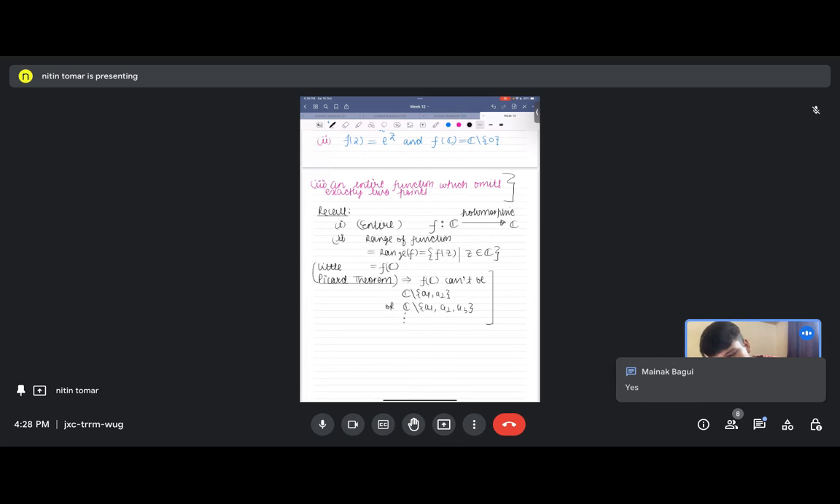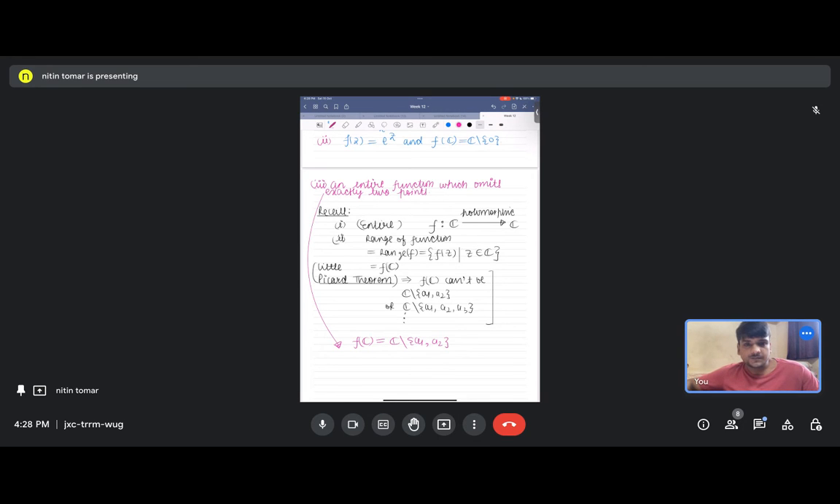Now you answer this question. Yes, Manak? Do you have doubt? Hello Manak, we can hear you. Okay. So what is the entire function which omits exactly 2 points? Do we have such a function? So what do we want here? We want our f of c to be something of this form: c minus A1 A2, right? 2 points. You kill 2 points. But is this possible?